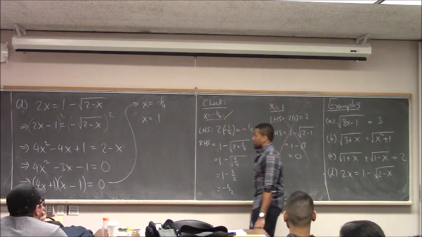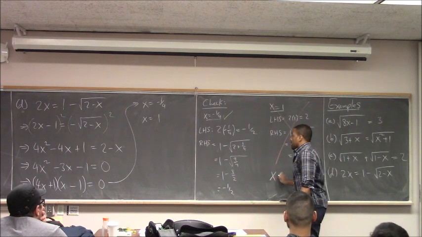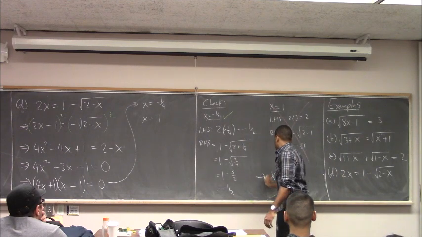And so it turns out this equation only has one real solution that we care about, and that is x equals minus a quarter.